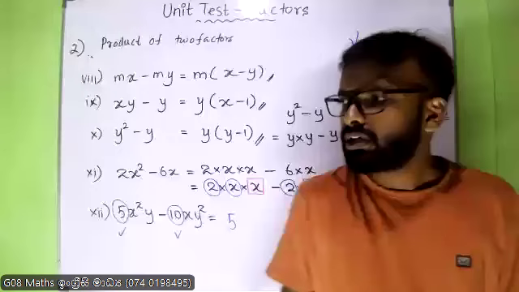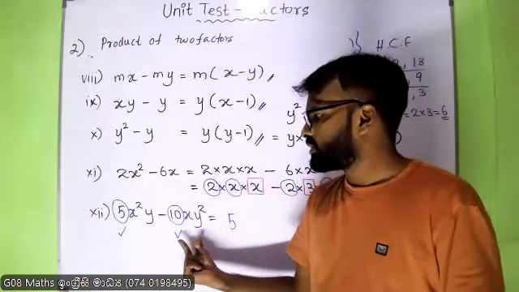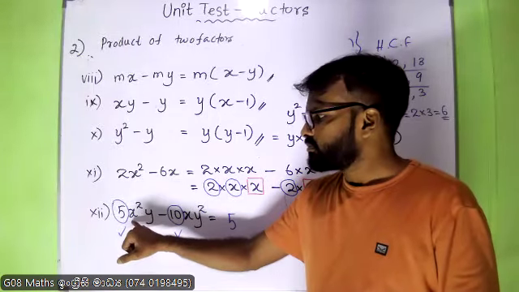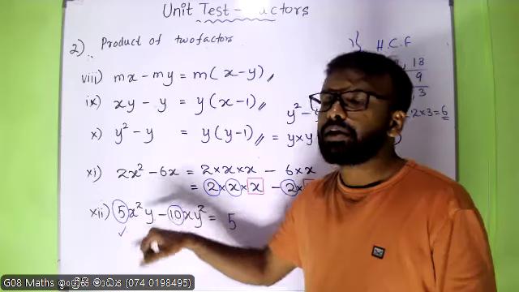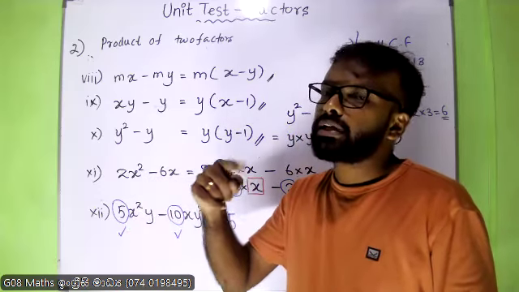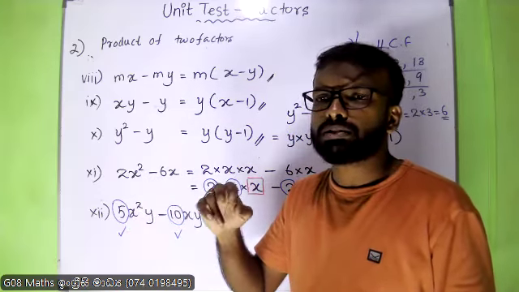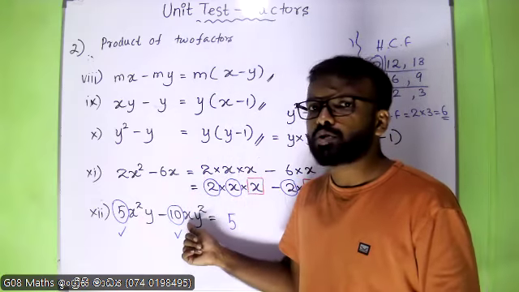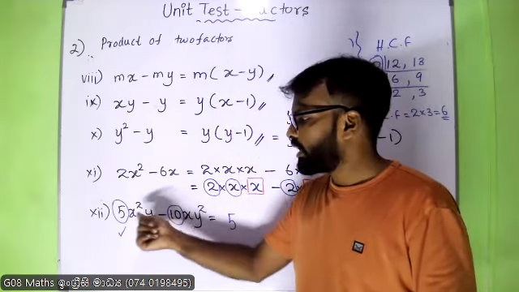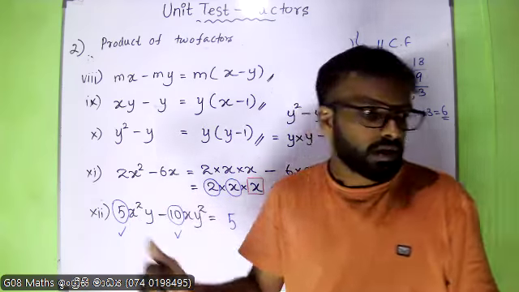When you consider this term and this term, here you have x squared. X squared means x into x. How many x's are there? 2. But when it compares to here, you have 1x, right? X. Right?